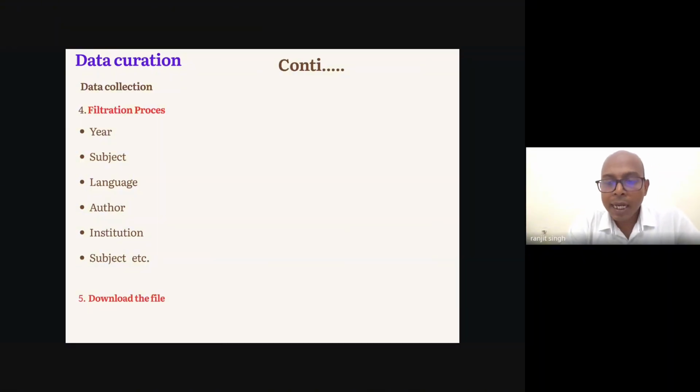For example, if you are in the management discipline, you can select only the management discipline. You will reject all the other disciplines, limiting your articles to the management discipline. Filtration can also be done through language. Generally, as author researchers we use English, so it is better to limit it to English. And there is also a filtration by author.